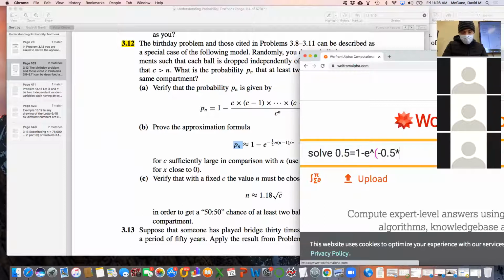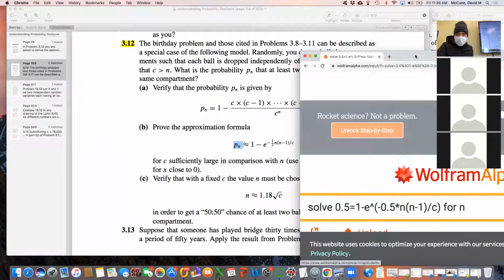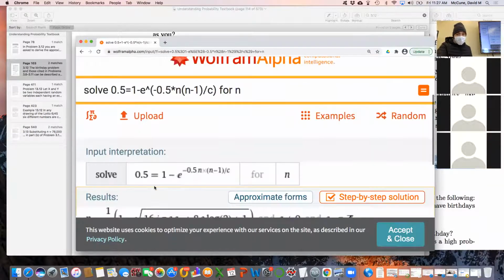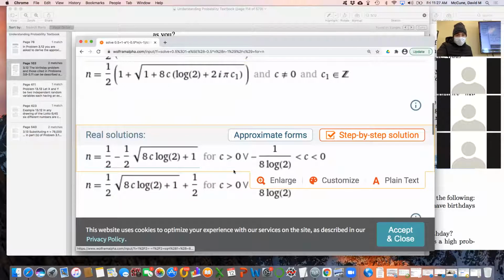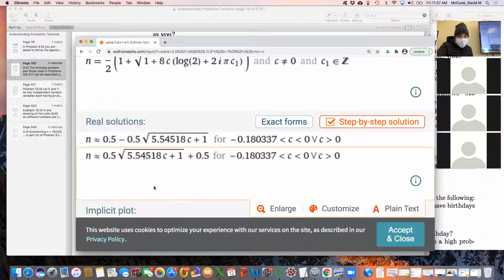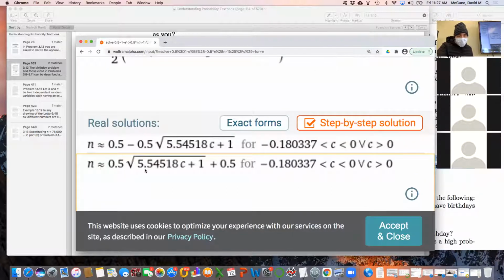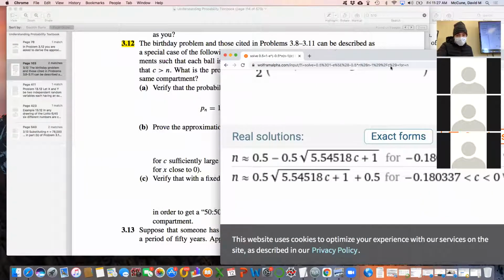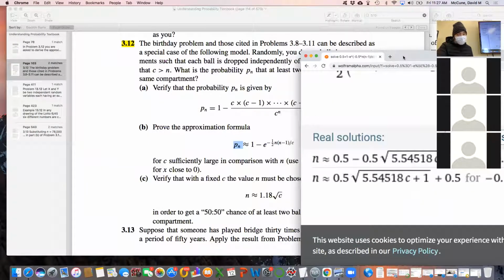I'm just going to ask Wolfram to isolate n for me inside this. So this equation, you could solve using natural logs, but anyway, Wolfram solves it and gives you this. This n equals. This doesn't look quite like this, but it's all approximation. If you fiddle with it, you can get that.